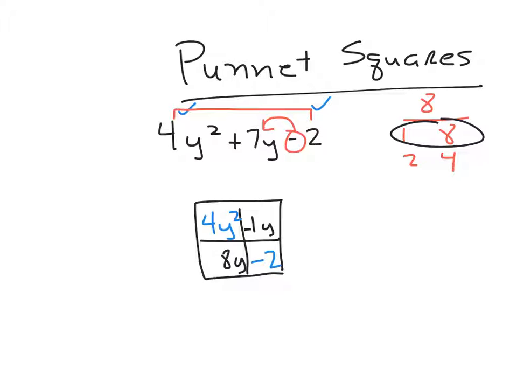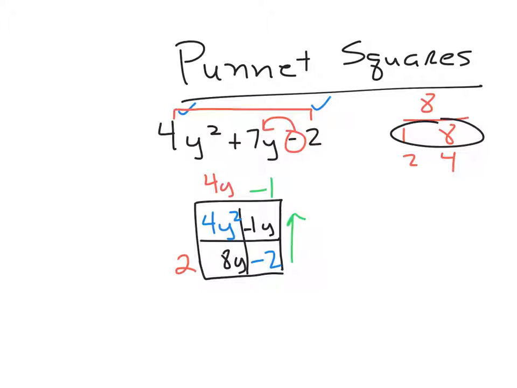Now what I'm going to do is pull out what they have in common. Let's look at these two right here. What do negative 1y and negative 2 have in common? They both have a negative 1 in common. And now I'm just going to play a matching game. I want to know what negative 1 times what gives me this negative 2. Well, negative 1 times positive 2 is negative 2. Now I want to figure out this one right here. This 2 times what gives me 8y? Well, I know that's times 4y. So 2 times 4y gives me this 8y.